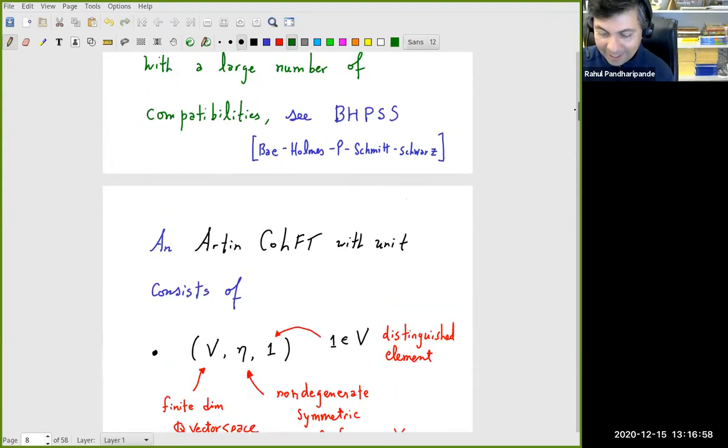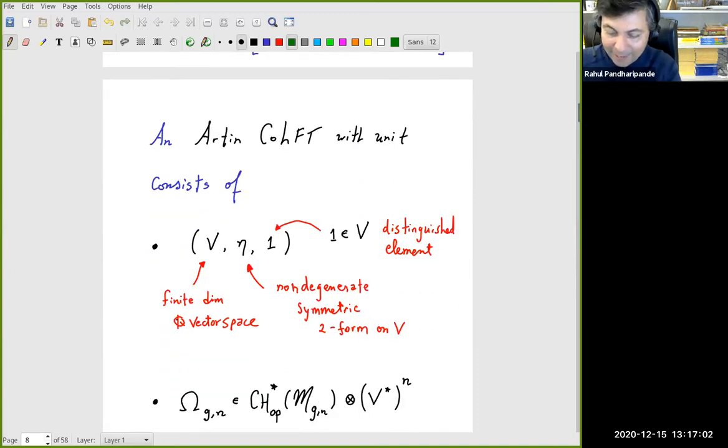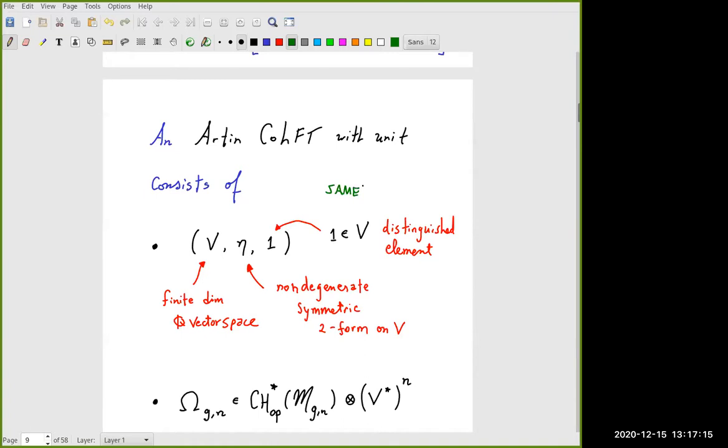All right. So, an Artin CohFT with unit. What is it? What's the data here? Again, we have a finite dimensional vector space, a non-degenerate symmetric form, and a distinguished element. It's all just the same. The form now probably takes some coefficients, like in the point mod JM or something like that.